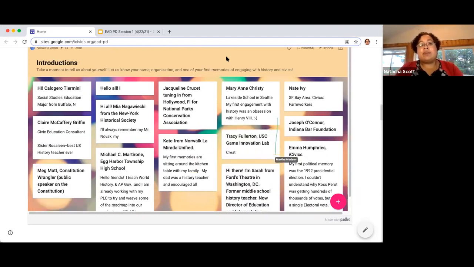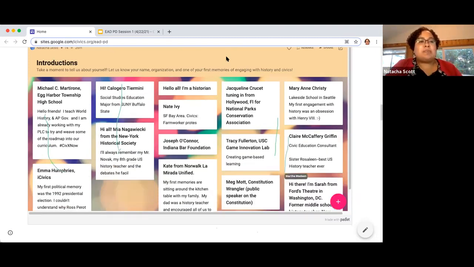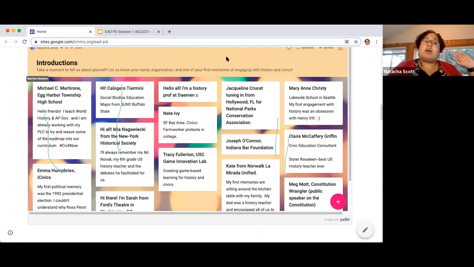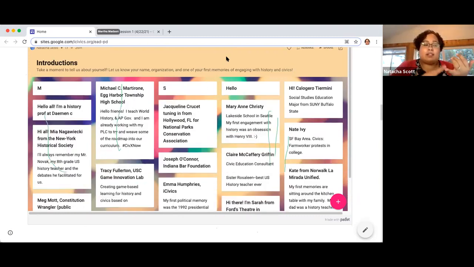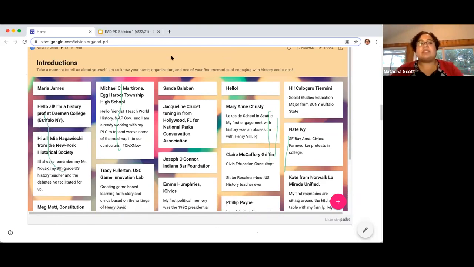And we have a range. In terms of our participants for today, we have a variety of people. We have participants who are educators, participants in the elementary classroom, middle school classroom. We have college professors. We have a variety of people engaging with us this evening.